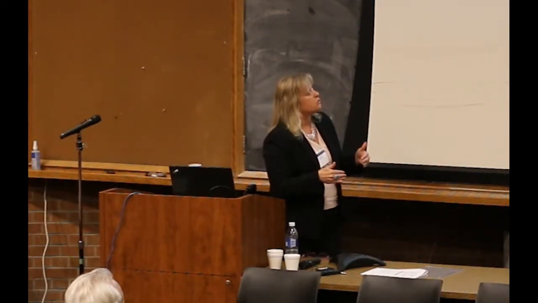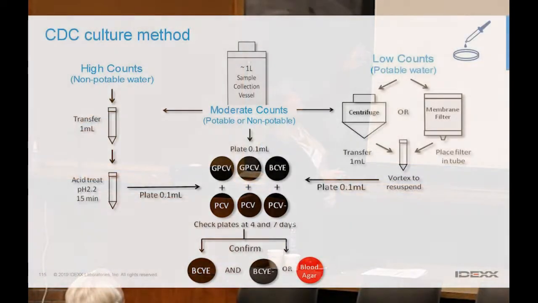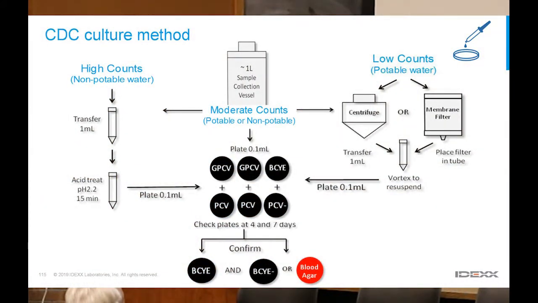So that's the ISO method. The CDC has a method that they developed as well. A little bit different in the manipulation of the actual sample. GVPC and PCV stand for the antibiotics that are added to the plate, because antibiotics on agar like this will kill the bacteria just like they'll kill the bacteria in your body.